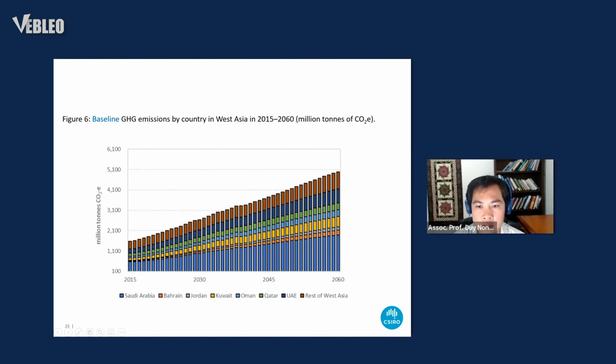With massive material extraction, the region also experienced a rapid increase in greenhouse gas emissions. For example, this increase is seen in many different countries like Oman and Kuwait. Saudi Arabia also increased significantly over the period. In total, it increased from about 1,500 million tons in 2050 to around 5,000 million tons in 2060 for the whole region.